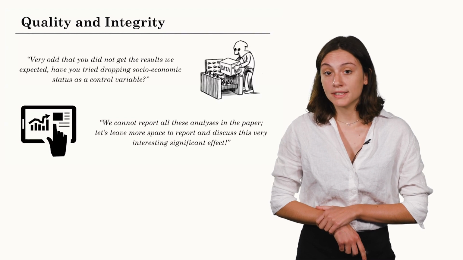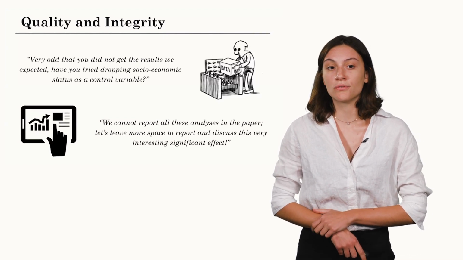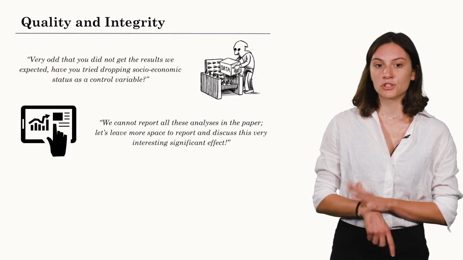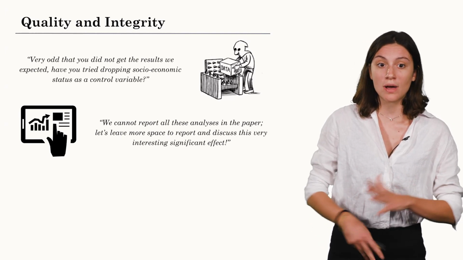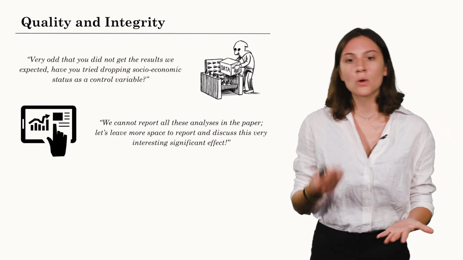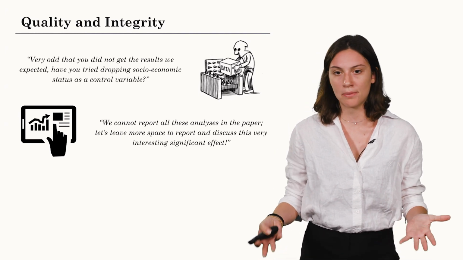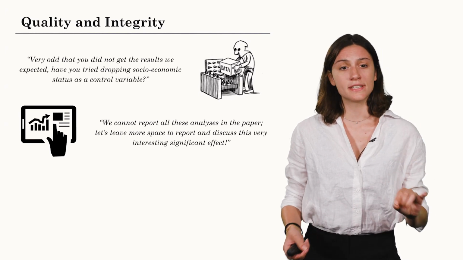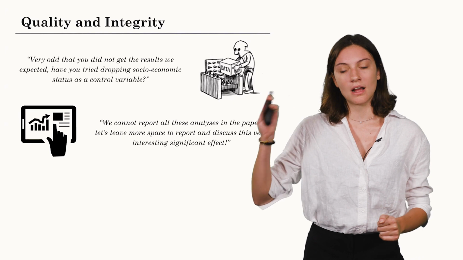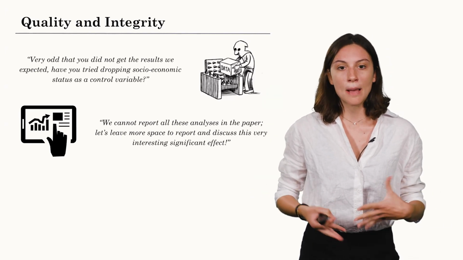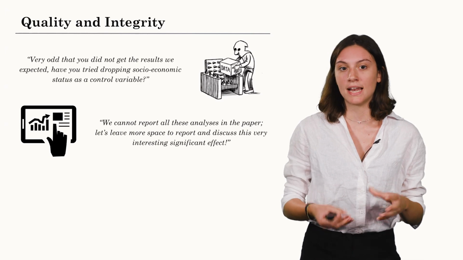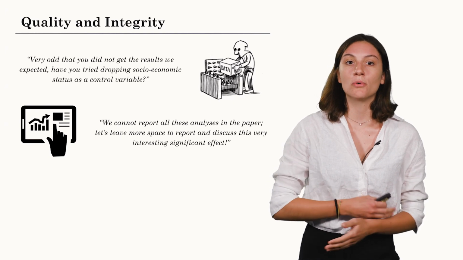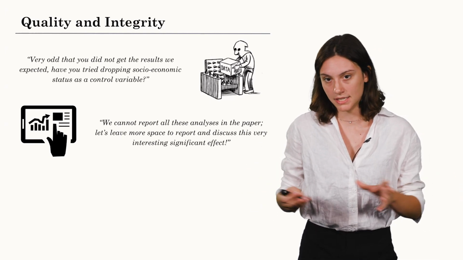Another quite common practice that can lead to poor reproducibility of research findings is the use of selective reporting. You might have heard from other researchers, or it might have happened to yourself as well, to say things like, we cannot report all of these analyses in the final paper or manuscript. Let's leave more space to report and discuss this very interesting significant effect. So maybe you have run a bunch of analyses and tried different things, but because the paper has to be short, compact, and tell a very clear story, you decide to focus only on one effect instead of reporting all of the different parts of the study.